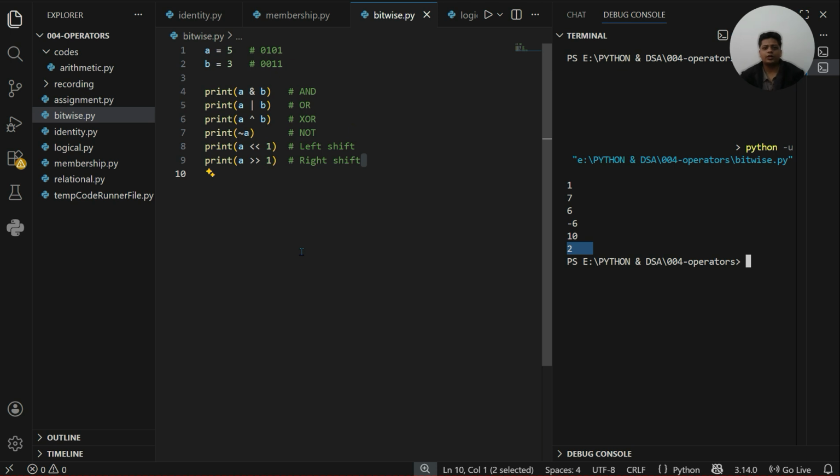In this way we have completed the second day in Python with the concept of operators. So stay tuned for tomorrow's lecture.